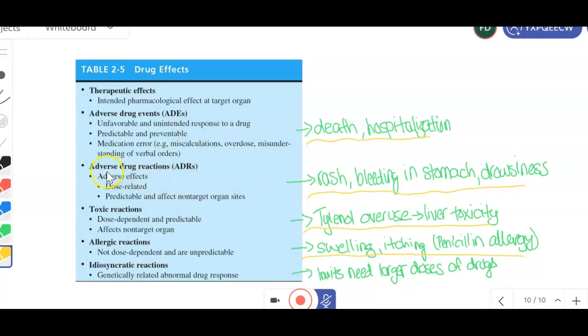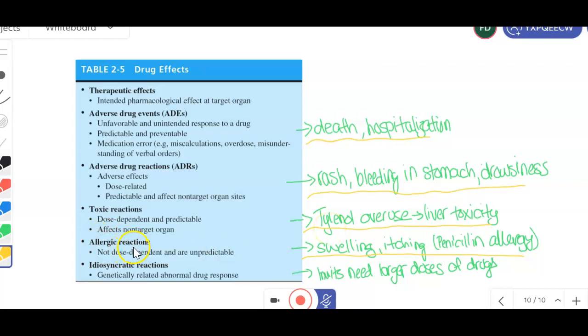There could be something called adverse drug reactions, and this is where people could have rash or bleeding in the stomach, drowsiness. So this is like side effects. These are side effects that can happen. Then we have toxic reactions, and a toxic reaction is, let's say you take Tylenol and you overused it, so you took too much Tylenol, now your liver is damaged. That's a toxic reaction. So if you take too much Tylenol, it will become toxic.